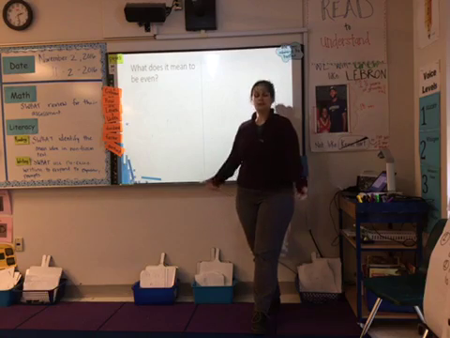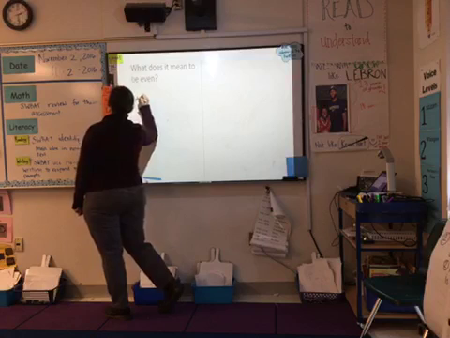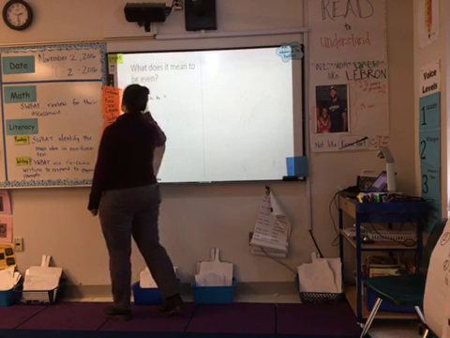Divisible by 2. It's divisible by 2. You might brainstorm some different things. What does that mean to be divisible by 2? Split up into 2 equal groups.